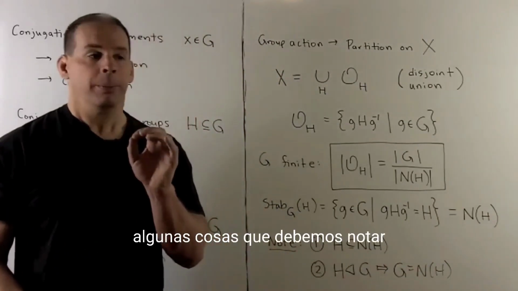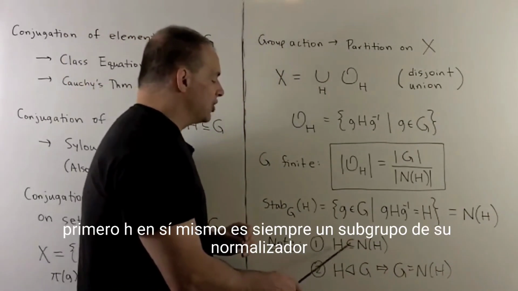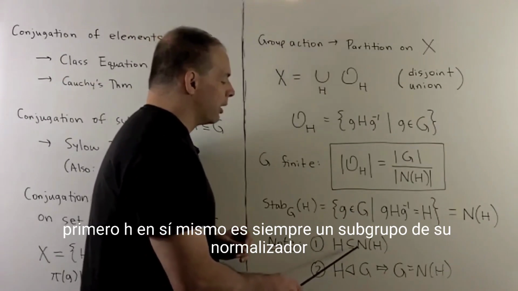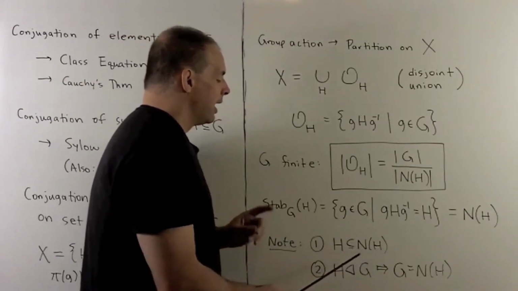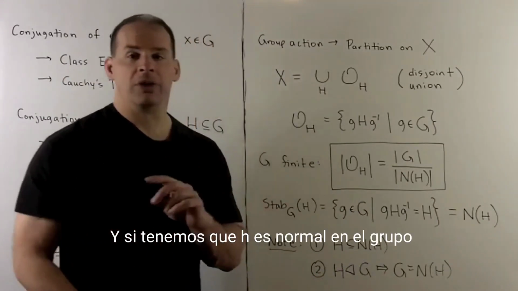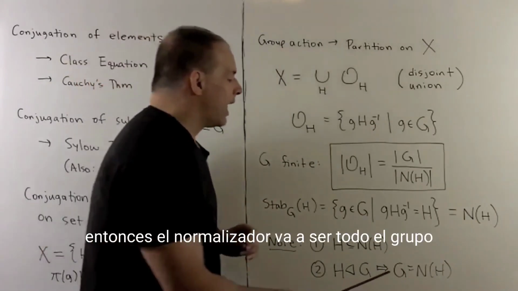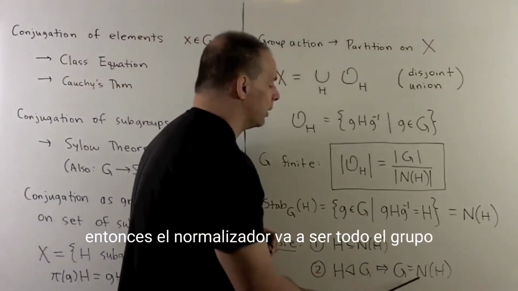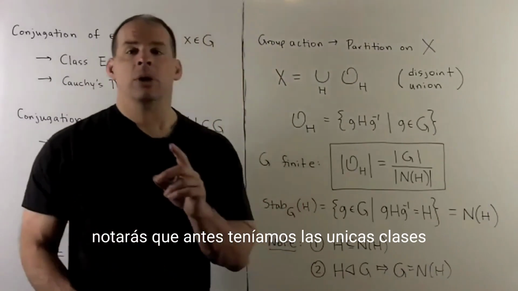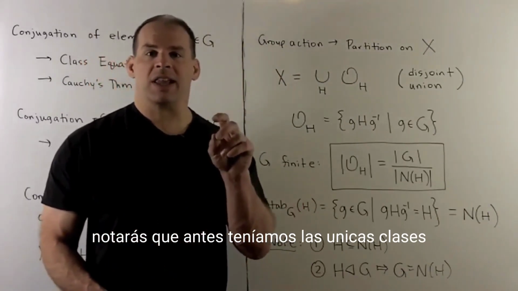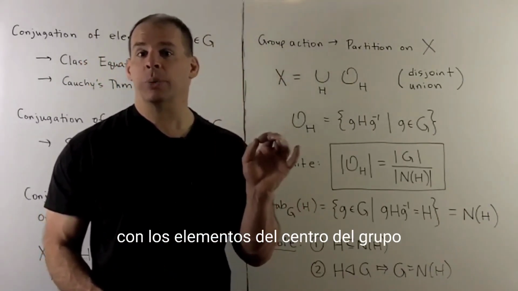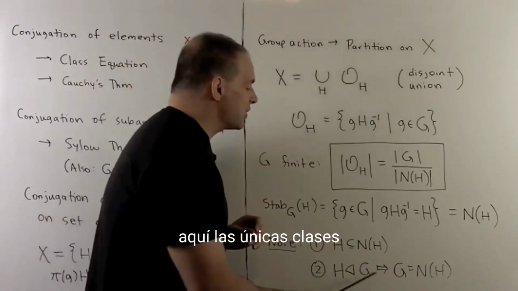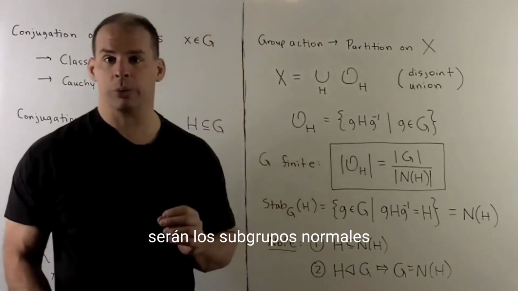Some things we should note. First, H itself is always a subgroup of its normalizer. And if H is normal in the group, then the normalizer is going to be the entire group. You'll note before where the singleton classes were the elements of the center of the group, here the singleton classes are going to be the normal subgroups.